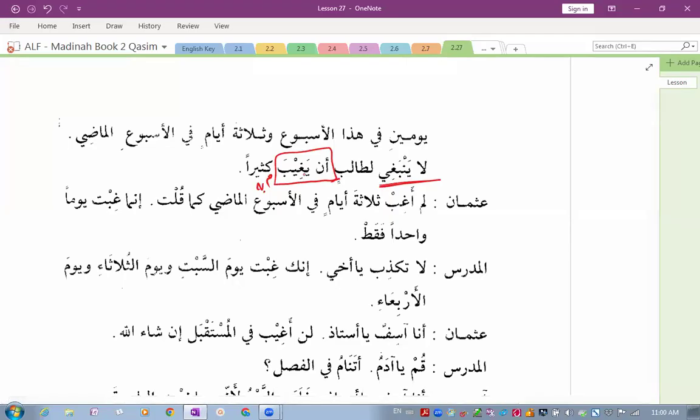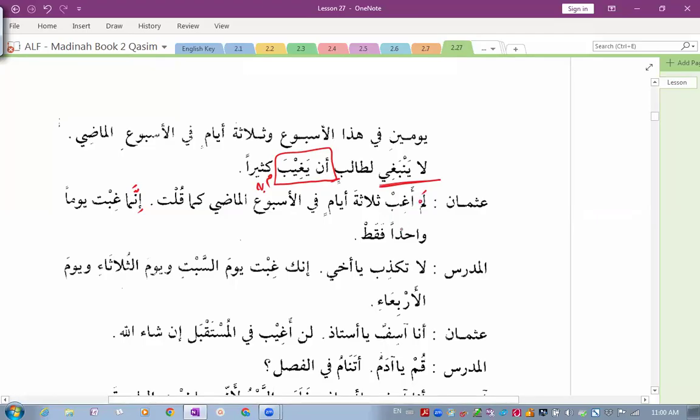Yes, so عثمان لم أغب 3 أيام في الأسبوع الماضي كما قلت إنما غبت يوما واحدا فقط. So Uthman says, I was not absent for 3 days last week, as you said. On the contrary, I was absent 1 day only. Yes, mashallah. So he's correcting his teacher that I was not absent these many days.